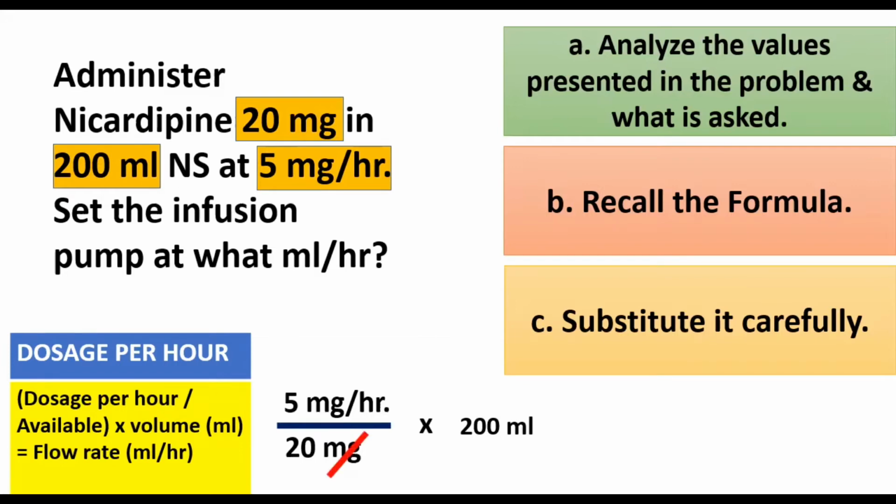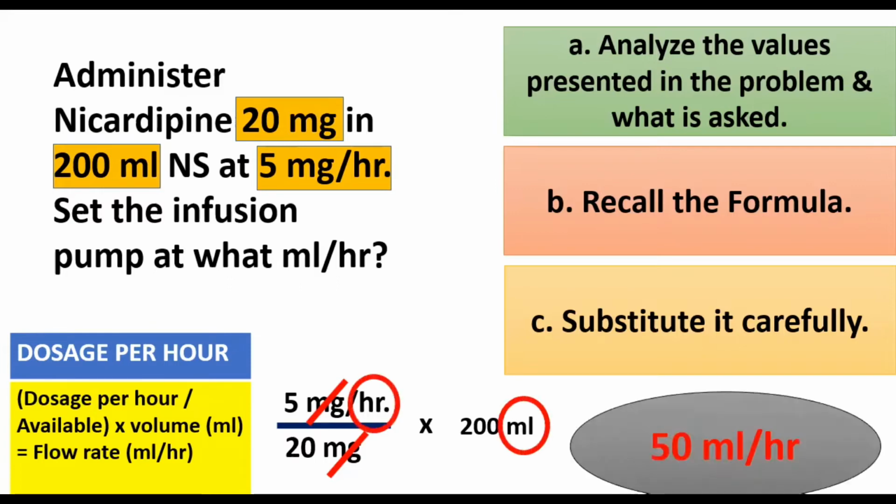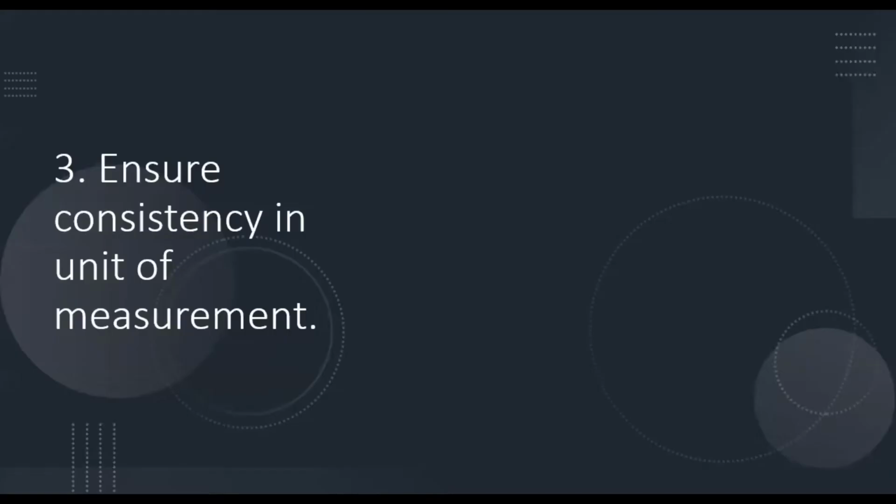Having some unit of measurement analysis will also help us justify our answer to this problem. Milligrams down in the available dosage and the milligrams up in the desired amount can be cancelled altogether, and what will be left is the ml and hour, and this will give us about 50 ml per hour. The third consideration is to ensure consistency in the unit of measurement.